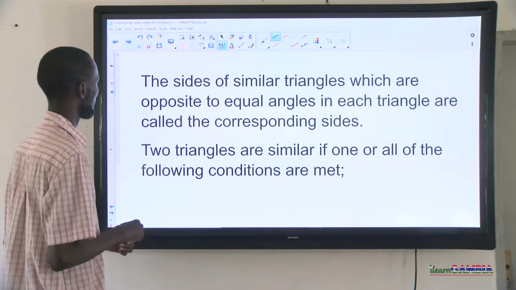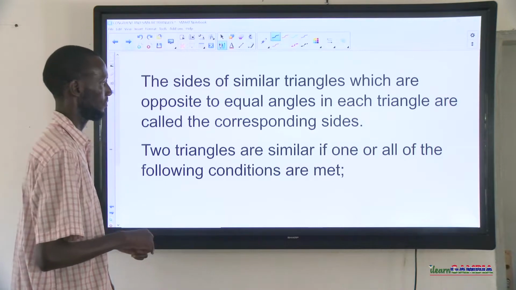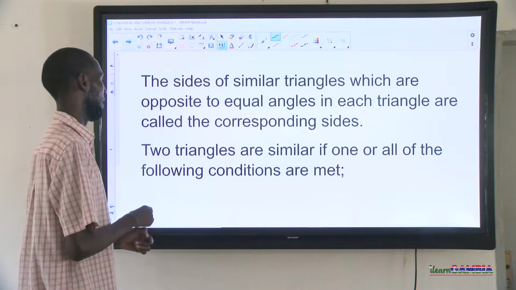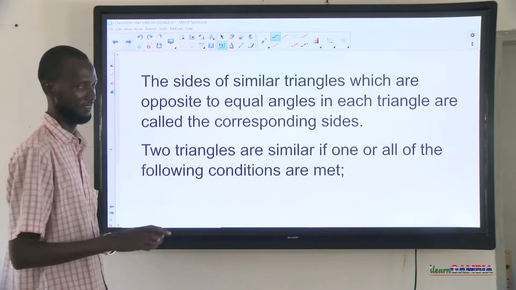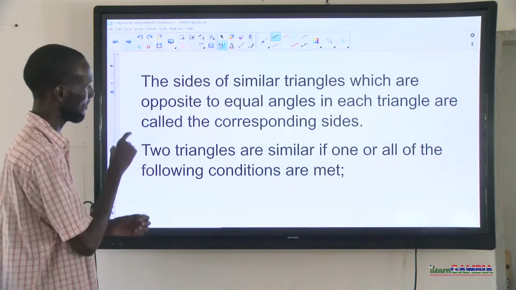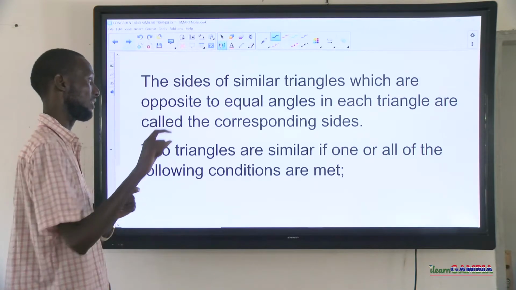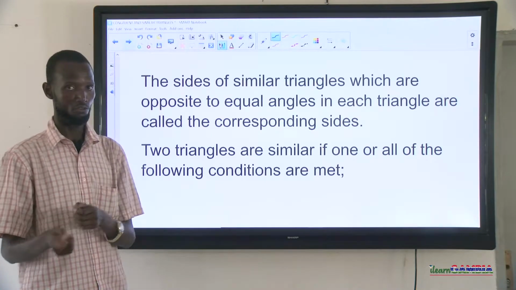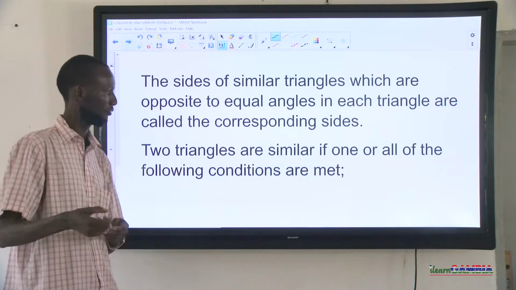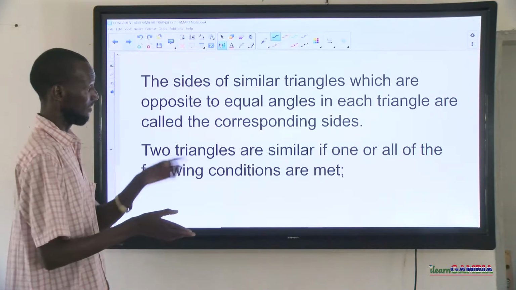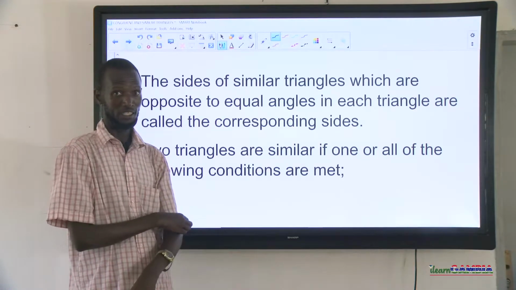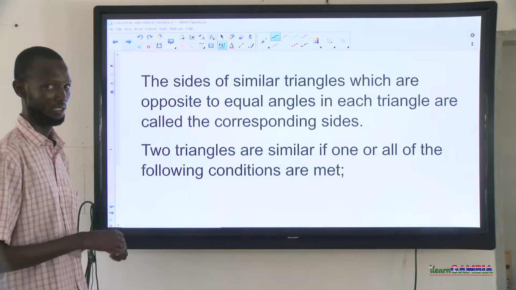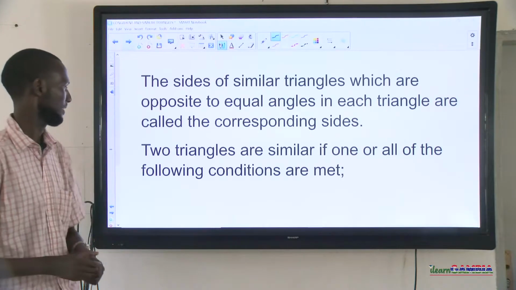The sides of similar triangles which are opposite to equal angles in each triangle are called the corresponding sides. You should get used to that, so that in the future when you start using corresponding sides, you know what they are. These are the sides which are opposite to the equal angles in each triangle.